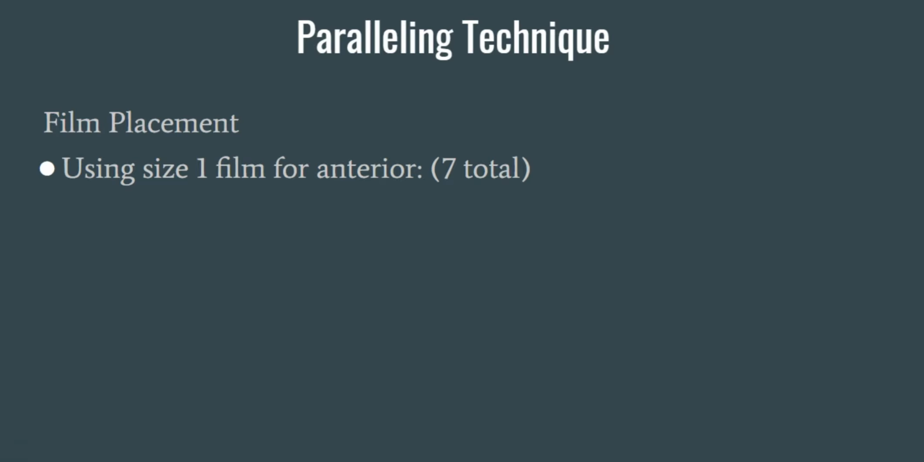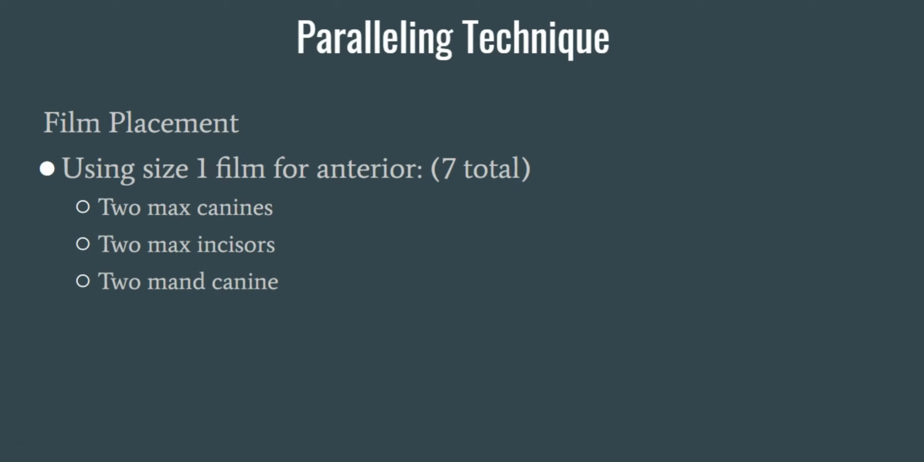So to review here for the film placement, if I'm using a size 1 film for anterior teeth, which is where I'm starting at, there's going to be 7 total. I'll have 2 maxillary canines, 2 maxillary incisors, 2 mandibular canines, and 1 mandibular central. That one will contain both centrals and both laterals.